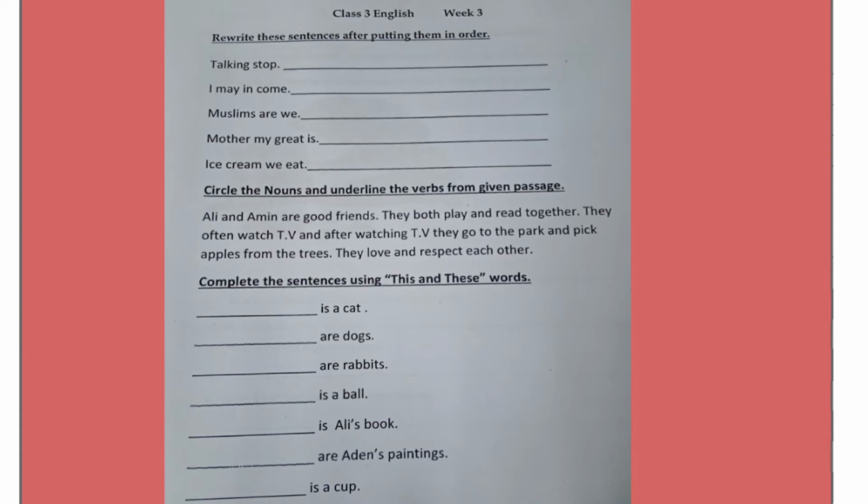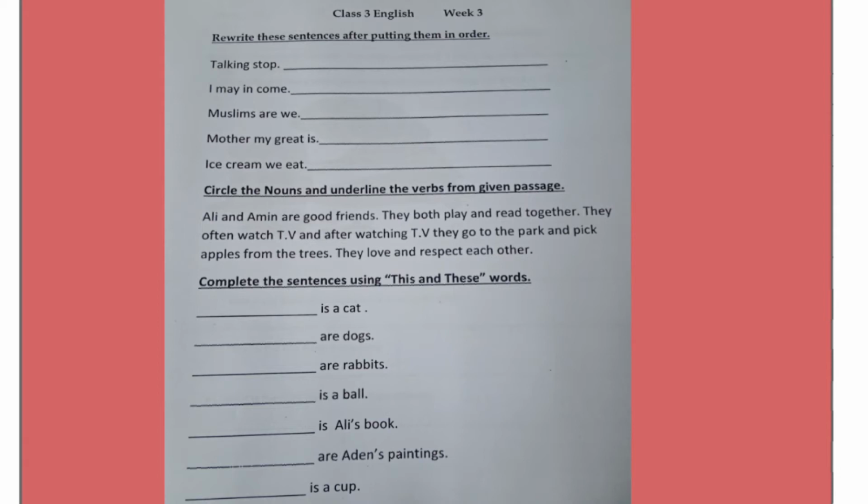ये सारे sentences आपने rewrite करने हैं, ये jumbled हैं, आपने इनको arrange करके फिर लिखना है. Talking stop, तो हम इसको किस तरह से arrange करेंगे? Stop talking, full stop. I may in come, so May I come in, and you have to put question mark after rewriting the sentence. May I come in question mark.